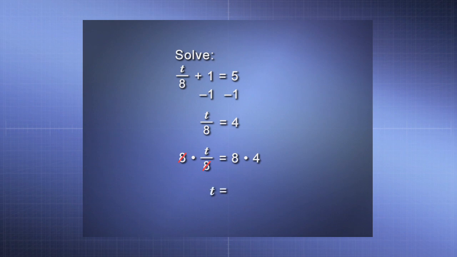Now, what does the right-hand side do? Well, it's 8 times 4, which is just 32. So my final equation is t equals 32, which means the equation tells me the solution. T equals 32. So 32 is the solution.